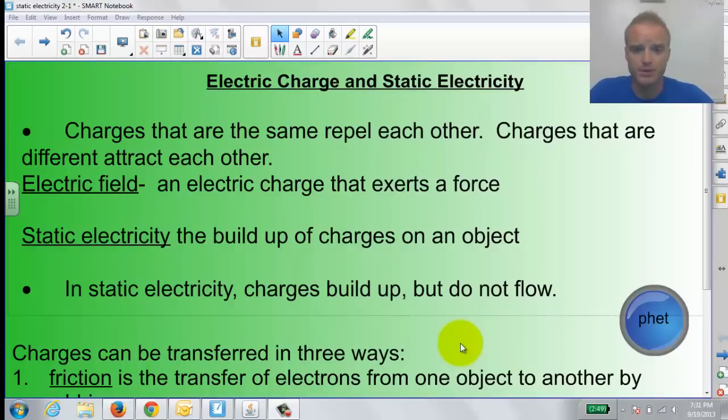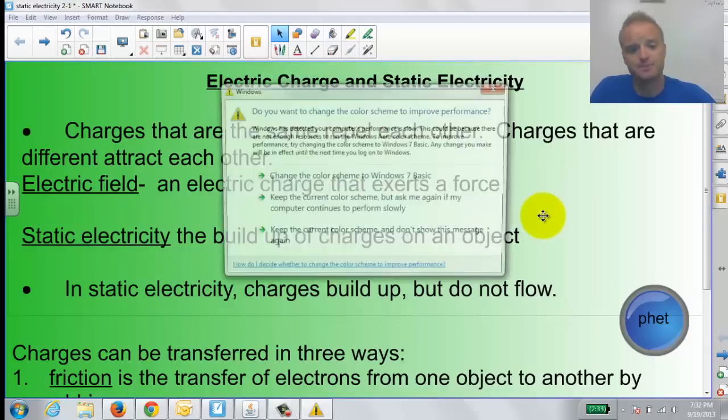So there's some basic rules we're going to look at, and it's very similar to magnetism we just finished there. Our basic rules are charges that are the same repel each other, and charges that are different attract each other. So two positive charges would repel each other, two negative charges would repel, but a positive and a negative would attract each other. And what these charges are creating is an electric field. And an electric field is a charge or charged area that exerts a force. And a force, remember, is a push or a pull. So as a force, it can push and pull on objects.